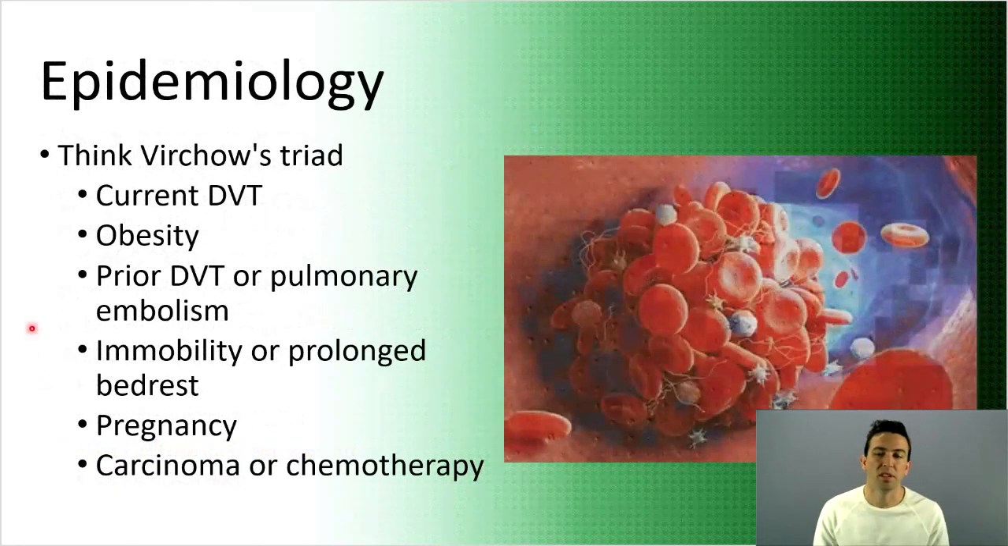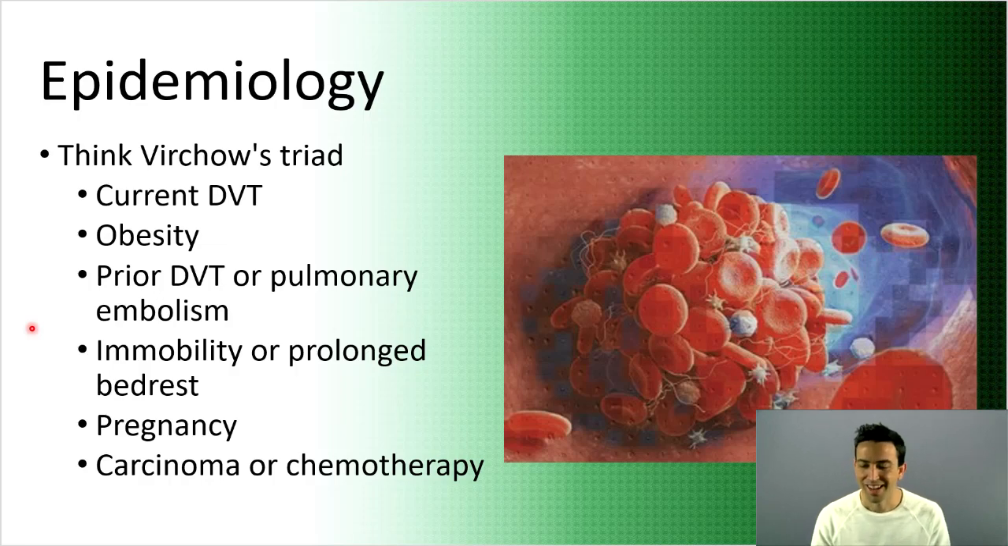Epidemiology. When we think about pulmonary embolism or venous thromboembolism, we always think of Virchow's triad, however you want to say it: venous stasis, hypercoagulability, and some sort of injury to the vessel wall, right? So in your question stems, look for those risk factors. One leg's bigger than the other leg, think of a DVT. Obesity, prior DVT or pulmonary embolism, immobility, prolonged bed rest, pregnancy, some sort of cancer, chemotherapy agent, something to that effect that says, okay, we're going down the Virchow's triad pathway, start thinking about venous thromboembolisms.